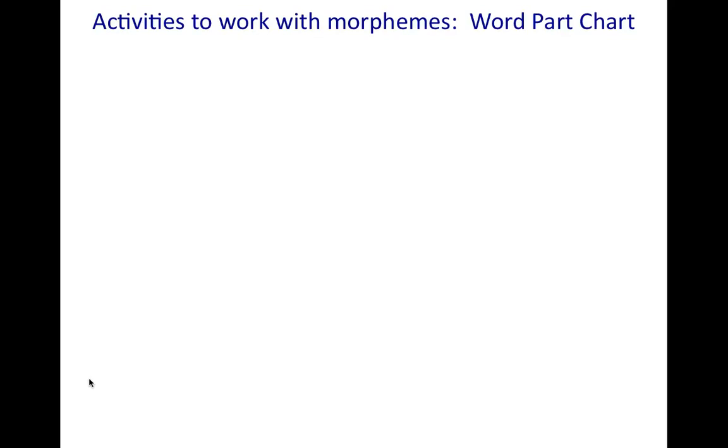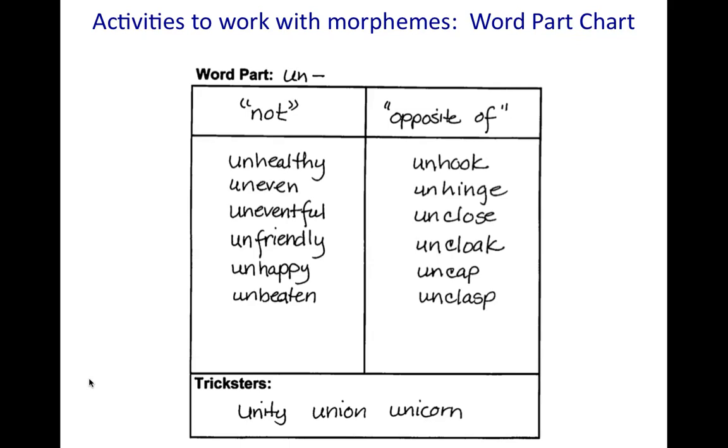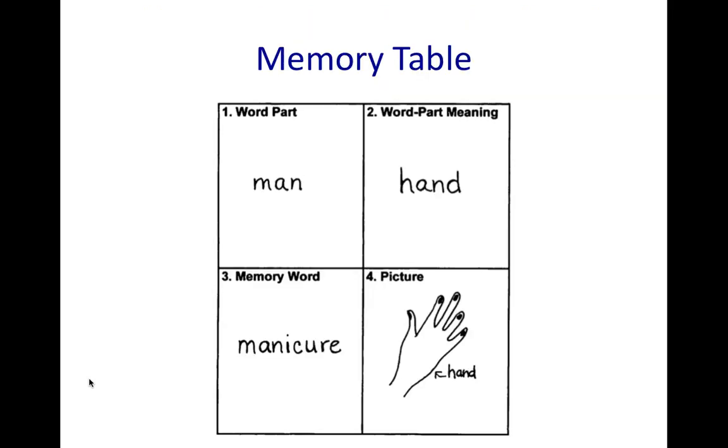The instructor's manual also provides ideas for different ways students can practice remembering different word parts and their meanings. Students can develop word part charts like this for different word parts. This chart shows the prefix "un" and its two meanings. Under each meaning, examples of words that apply to that meaning are listed. Tricksters are listed at the bottom. Those words that look like they contain the prefix "un," but the letters "un" are actually part of the main word.